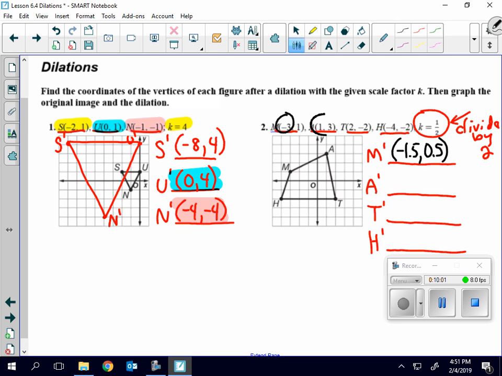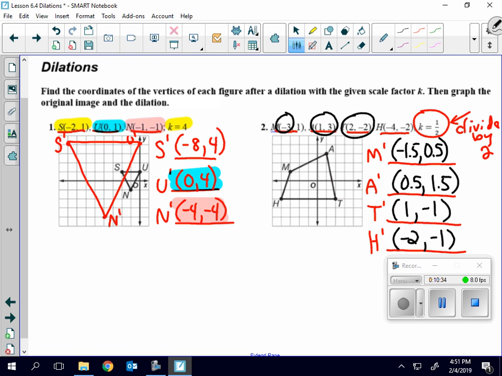Okay, let's do this one. All right, 1 divided by 2 is 1/2, or 0.5. 3 divided by 2 is 1.5, or 3/2. This one's easier, T. 2 divided by 2 is 1. -2 divided by 2 is -1. And H isn't bad either. -4 divided by 2 is -2, and -2 divided by 2 is -1.